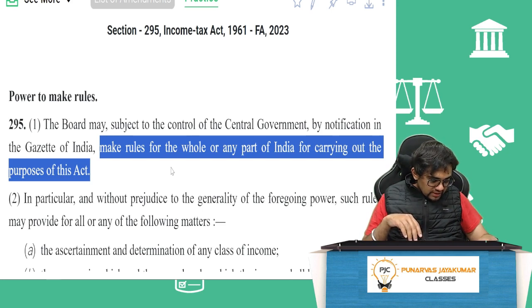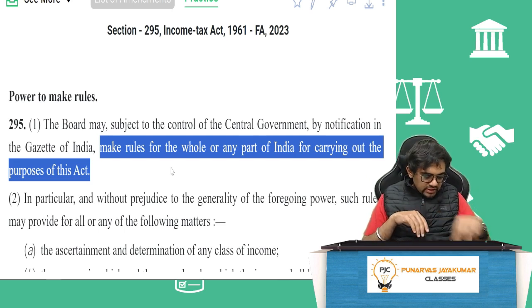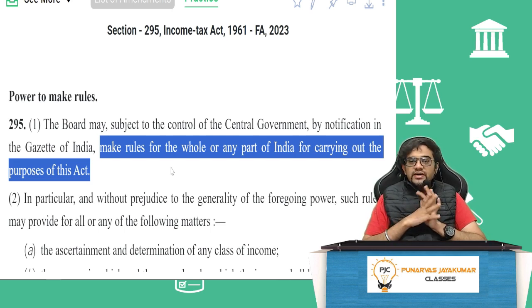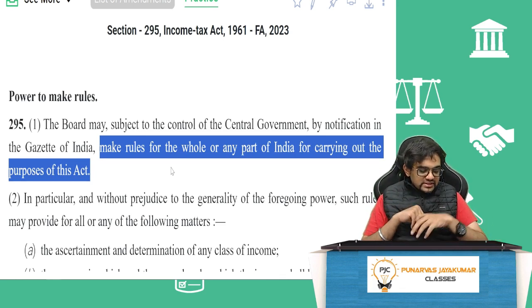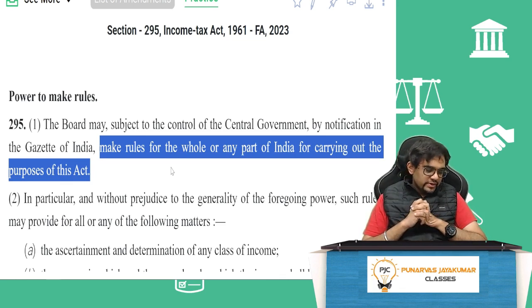So as far as the binding powers are concerned, what did I tell you? The circular, etc., issued by CBDT, it is binding on whom? It is binding only on the income tax officer. It is not binding on the assessee. Whereas, notifications will be binding on everybody. Rules will be binding on everybody.